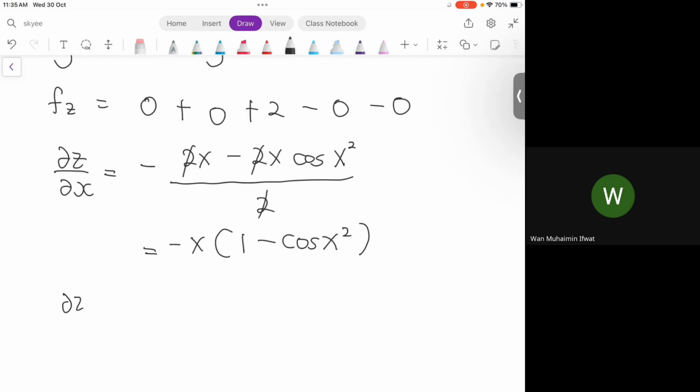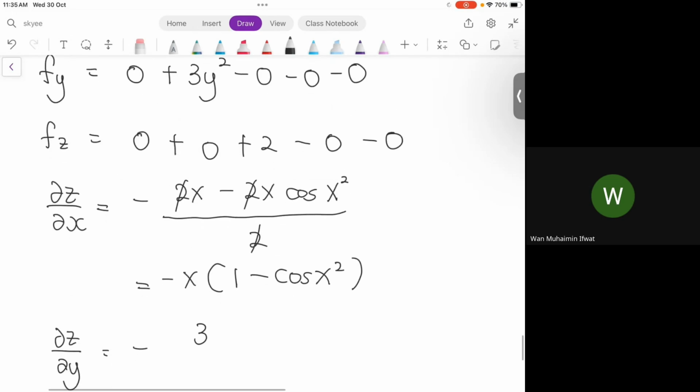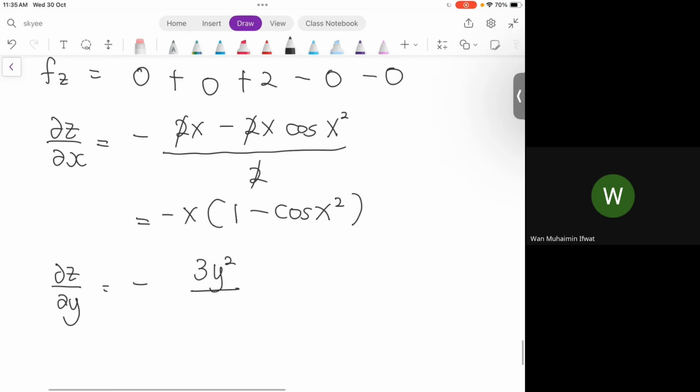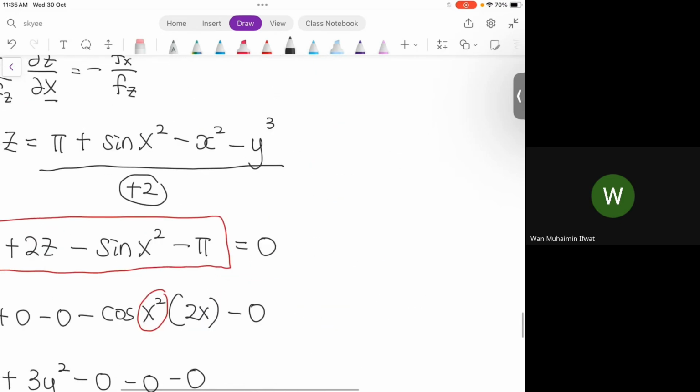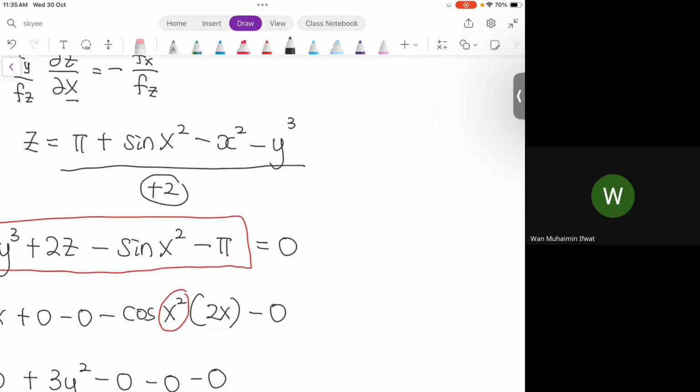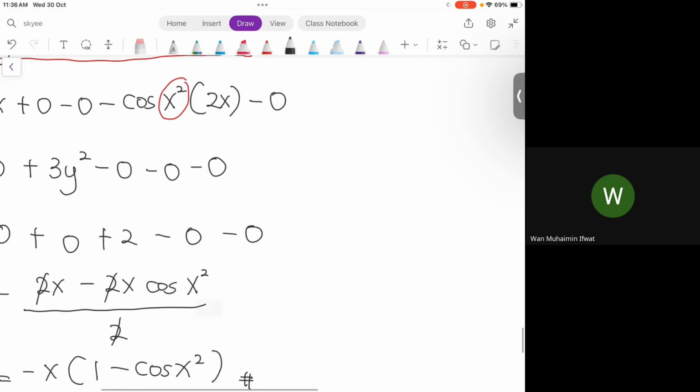Now we move on to del z del y. Still have a negative. So fy is 3y squared over 2, and you have a negative. So this is the answer. The answer here will be the same as the answer if you perform the normal method. Let's check, is it the same answer? If you perform del z del y using this one, only this term matters, so you will have negative 3y squared over 2. Yeah, it's the same thing as this one.